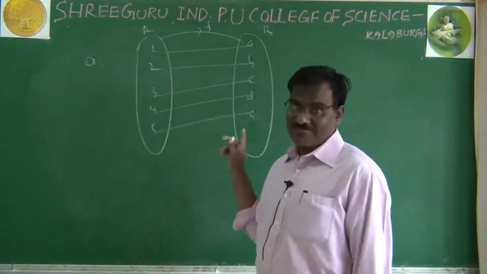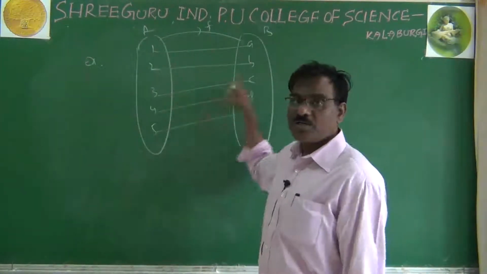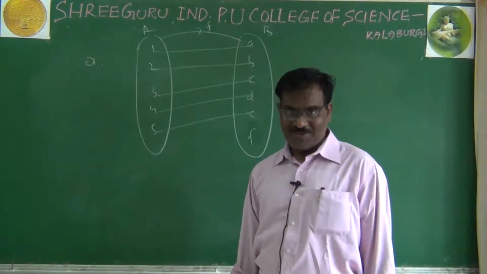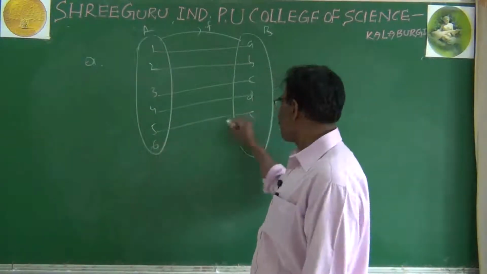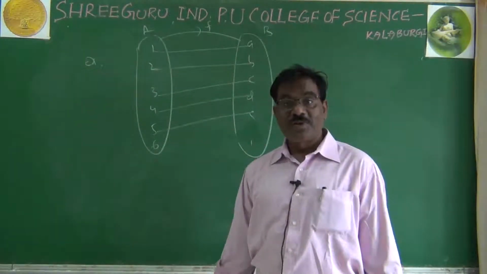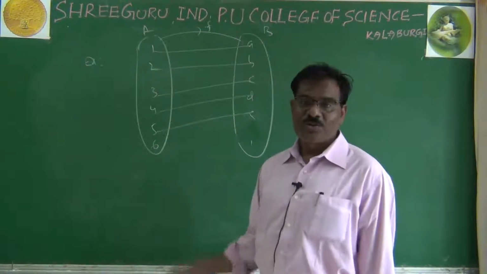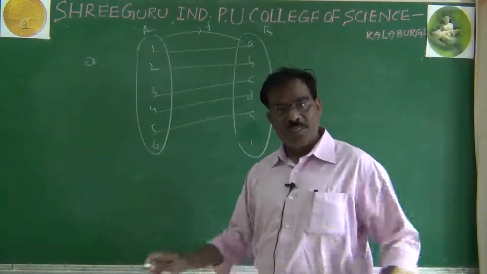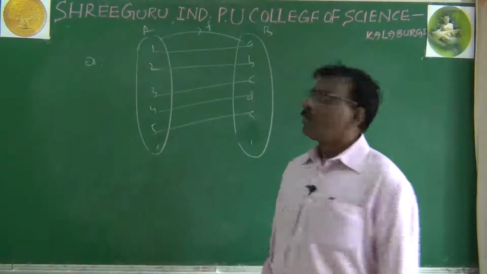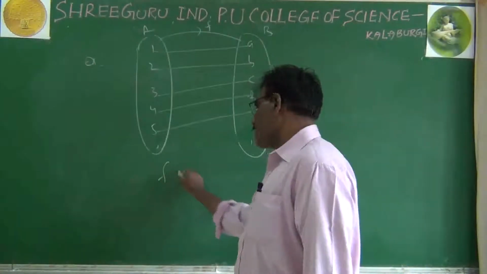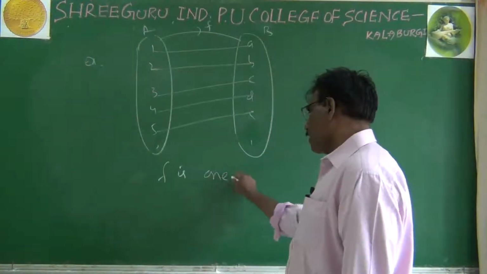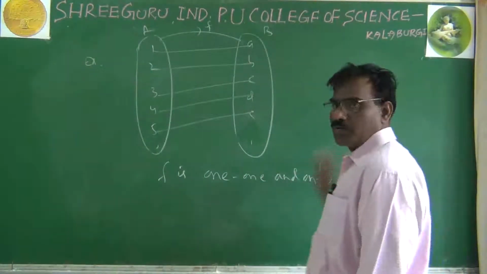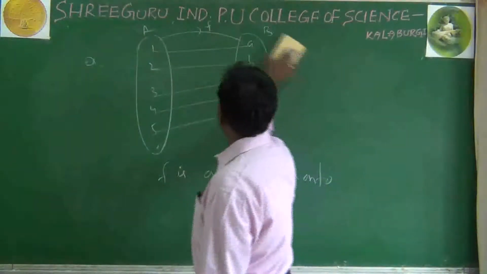So m equal to n. Here 5 elements, here also 5 elements. Even if you take one extra here, no onto. Even if you take extra here, first of all it is not a function because 6 is not associated with any element of B. Not a function, not one-one, not onto, not bijective. So this is one-one and onto function. This is the one example.